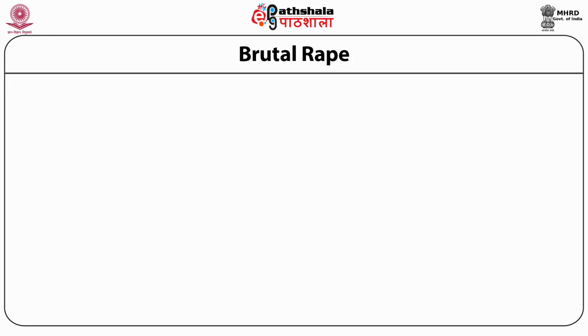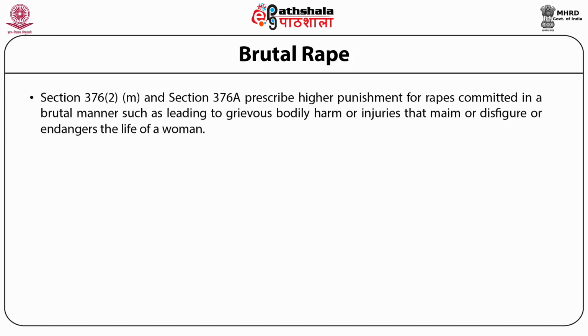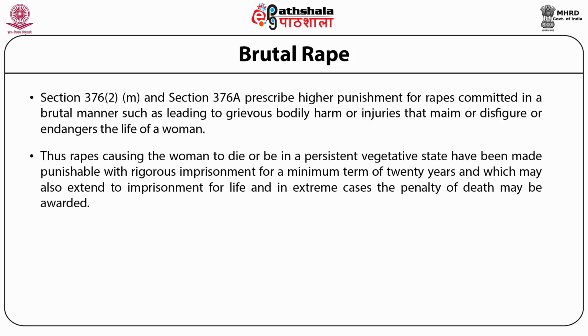Brutal rape. Now, what amounts to brutal rape? Section 376 2M and Section 376A prescribe higher punishments for rapes that are committed in a brutal manner, such as leading to grievous bodily harm or injuries that maim or disfigure or endanger the life of a woman. Thus, rapes which cause the woman to die or be in a persistent vegetative state have been made punishable with rigorous imprisonment for a minimum term of 20 years, which may also extend to imprisonment for life, and in extreme cases, the penalty of death may be awarded.